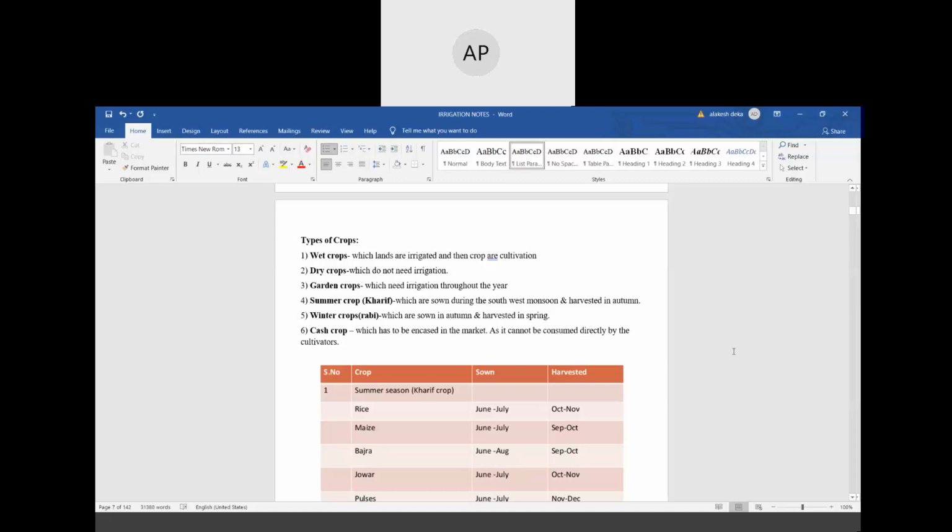So, irrigation is basically about crops. Let's discuss about various types of crops.